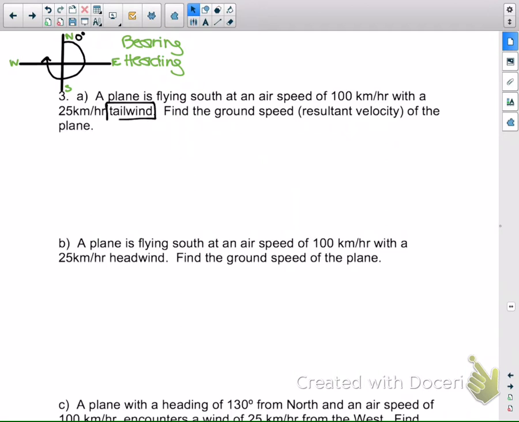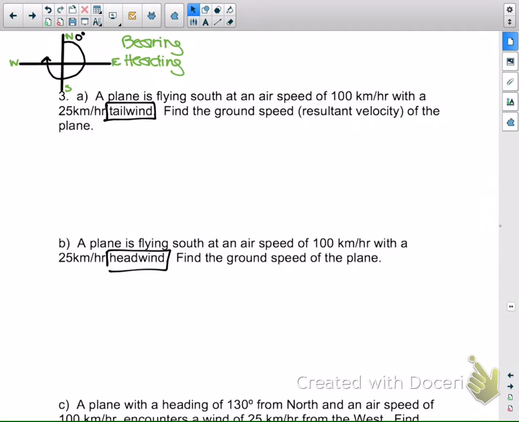We have 2 things in these that you'll see, tailwind and headwind. These should be rather easy for us once we actually understand what they're talking about. Tailwind is directly behind the plane, going with the plane. It helps it. Headwind is going directly against the plane. So it's going to hurt its speed rather than help it. These are, you don't even really have to do vectors for them if you don't want to, but you can.